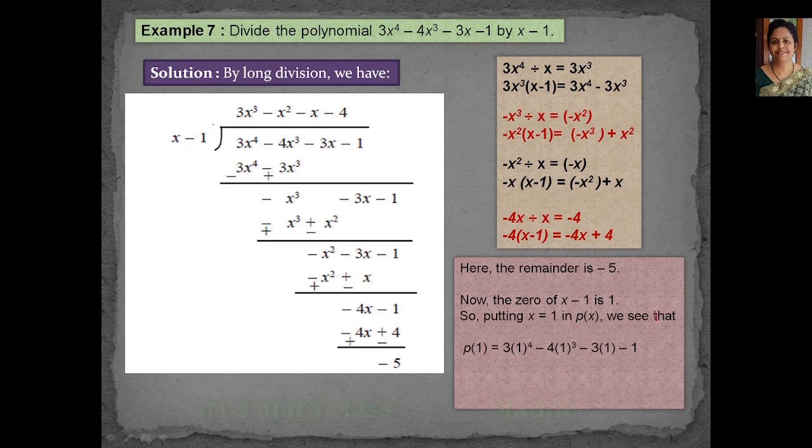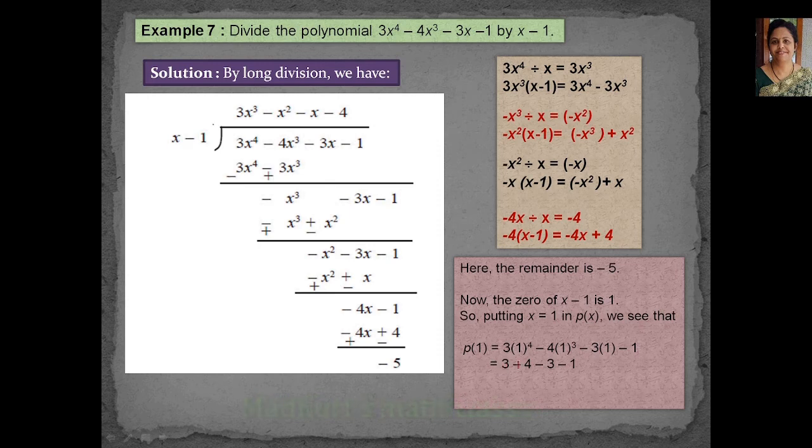Putting x is equal to 1 in P(x), we see that P(1) is 3 into x raised to 4, that means 3 into 1 raised to 4 minus 4 into 1 cubed minus 3 into 1 minus 1. 3 into 1 raised to 4 is 3 into 1, you will get 3. And 4 into 1 cubed is 4 into 1, you will get minus 4. Minus 3 into 1 is minus 3, and minus 1.